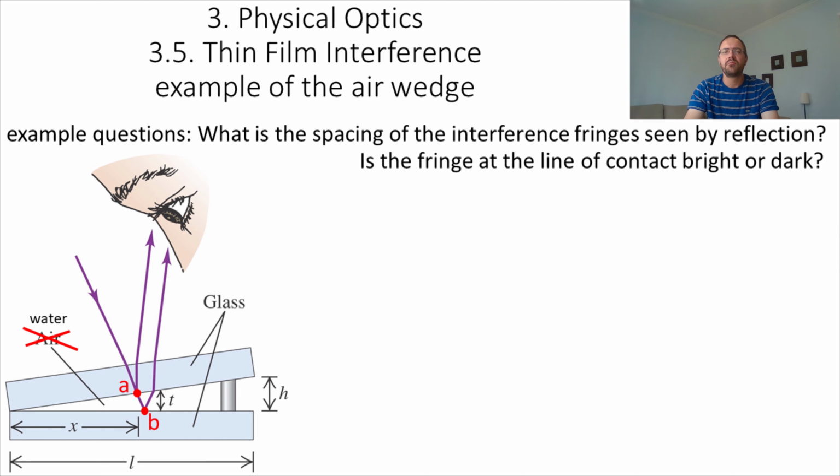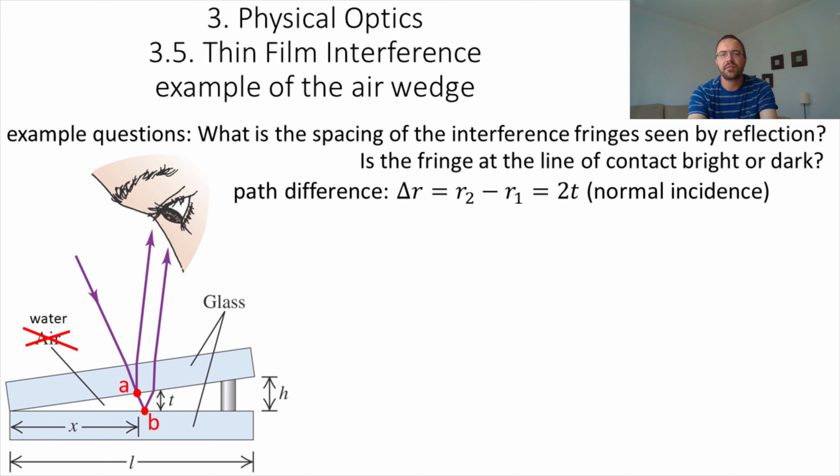This time we replace the material inside the air wedge by water. So it's a water wedge, if you want. So this time the path difference is still 2t, right? This has not changed. At point A, we have an interface between glass and water. So the index of refraction of glass is 1.6, and the one for water is 1.33. So the interface is from slow to fast, and so there is no phase shift.